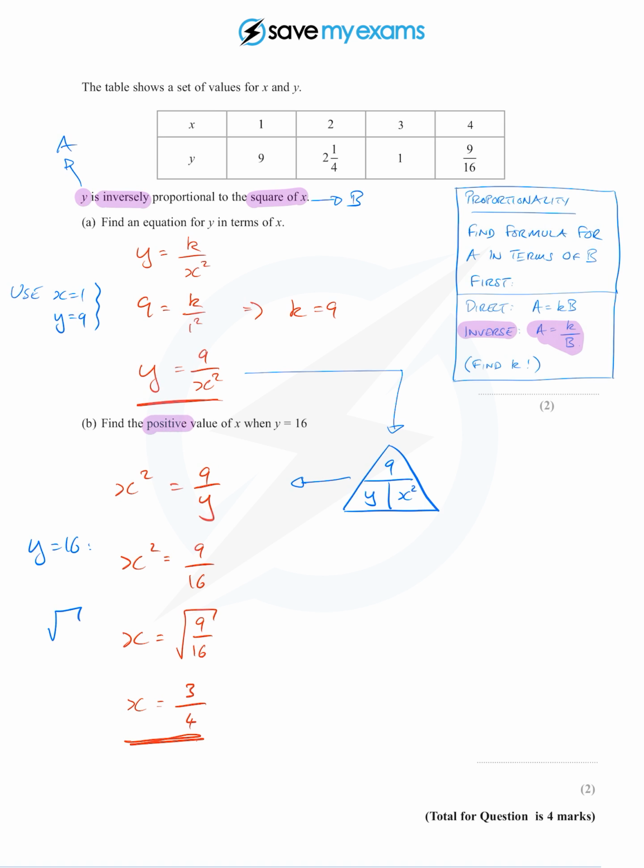It said the positive value. This is the positive value. Remember, of course, that square roots have a negative value as well, so that could have been minus 3/4. But since they've asked for the positive one, that is that.